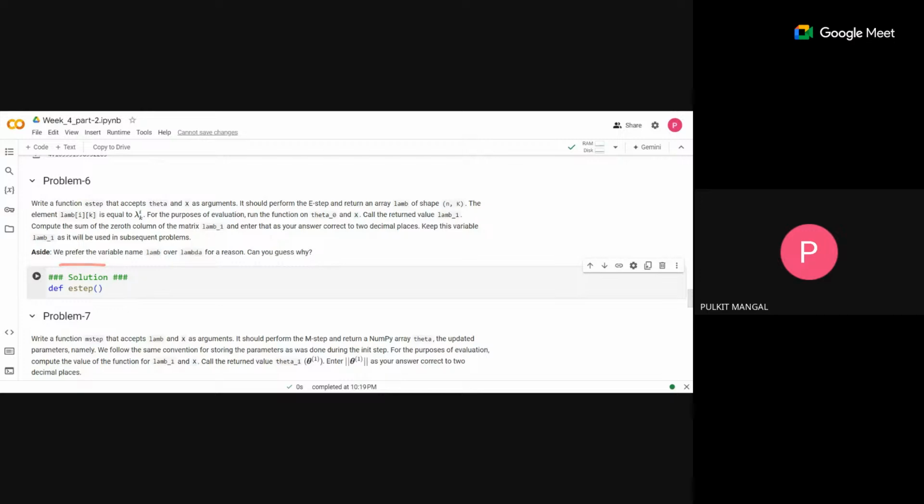Now one aside question is given to you. We prefer the variable name lamb over lambda for a reason. Can anybody tell me the reason? Yes, sir, because lambda is an inbuilt keyword in Python, and it is used to define anonymous functions without names. So that's the reason we cannot select lambda as our matrix name, and we will just go with lamb. So let's try calculating it. The E step takes two parameters, theta and x.